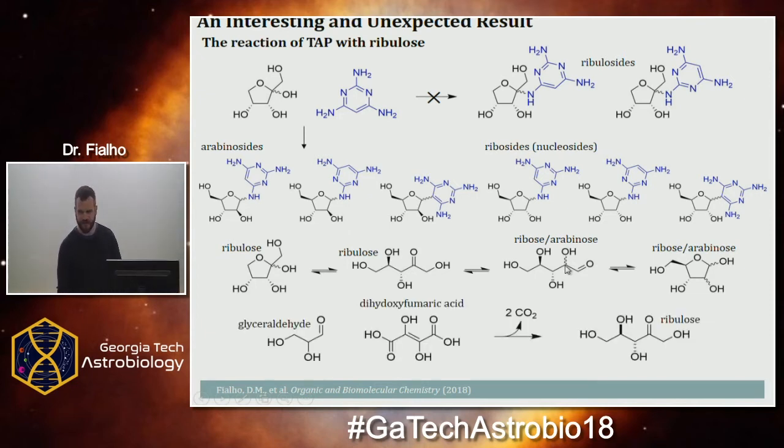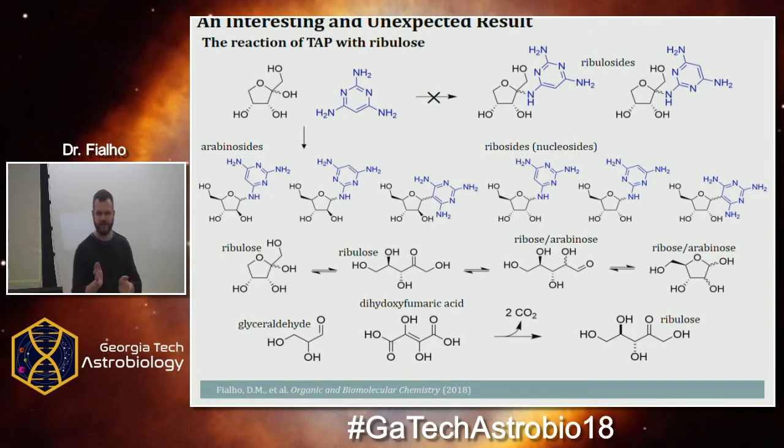Turns out that there is a prebiotically plausible route to ribulose that does not produce a huge number of side products like the formose reaction. It's this reaction of glyceraldehyde with dihydroxyfumaric acid. This is part of a so-called glyoxylose scenario, which is a hypothesis that is meant to replace or enhance the formose reaction.